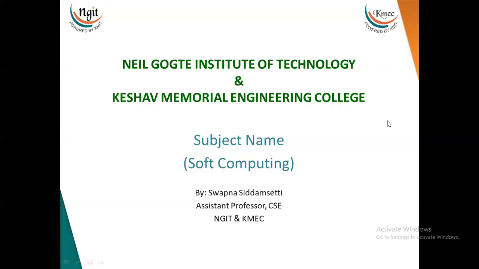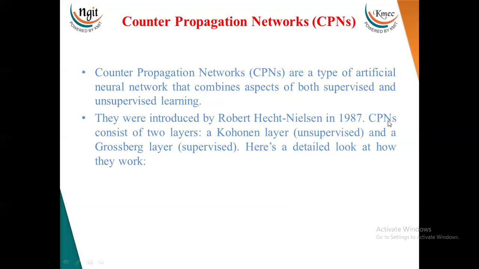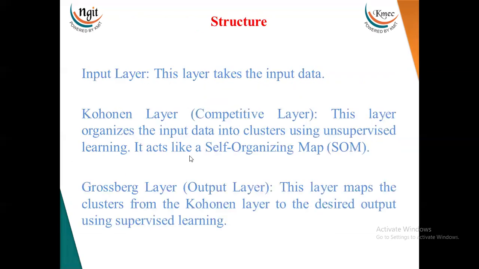Dear students, in this video, we are going to learn about counter propagation networks and adaptive resonance theory. Okay, so the CPN is an artificial neural network which consists of both supervised and unsupervised learning. It was introduced by Robert Hecht-Nielsen in 1987. It consists of two layers: one is the Kohonen layer, which is unsupervised, and the Grossberg layer, which is supervised. So how exactly it works, we'll see.